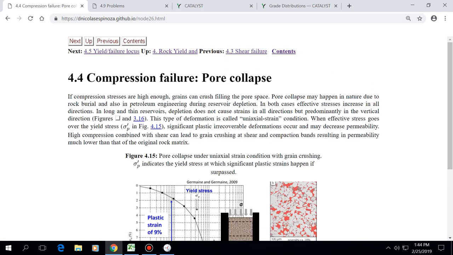It's the last type of failure that we have explored so far. So you remember, we have seen tensile strength, which means that the rock fails with tension. We have seen shear strength, in which the rock fails in shear, and that happens always at the plane of maximum ratio of shear stress to normal stress. And the last one that we're going to see is compression failure.